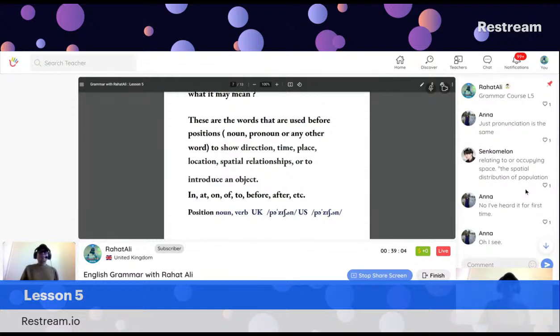Okay, so position can be used as a noun and a verb. Do you know that? Position. Hey, what's your position in the class? It's a noun. He positioned his book on the table, so it is used as a verb. Okay, so let's move on.